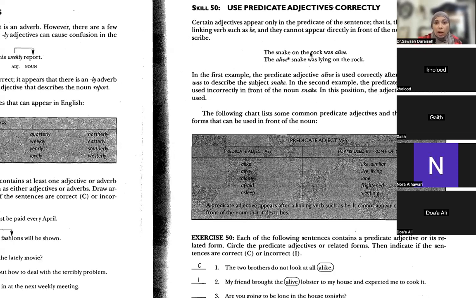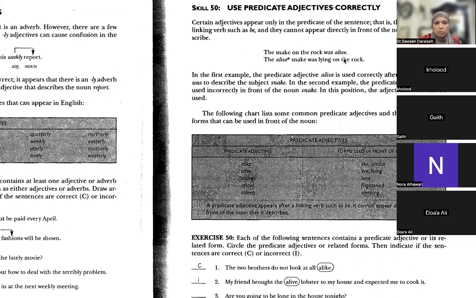Look at this example. The snake on the rock. The snake on the rock. It sounds like a summer day, not a wintry cold day like today. The snake on the rock, what about it? Was alive. Alive is not a verb. It's an adjective, guys. Be careful. Some people mistake adjectives for verbs. This is not a verb. It's an adjective. She was nice. It's like that. She was alive.